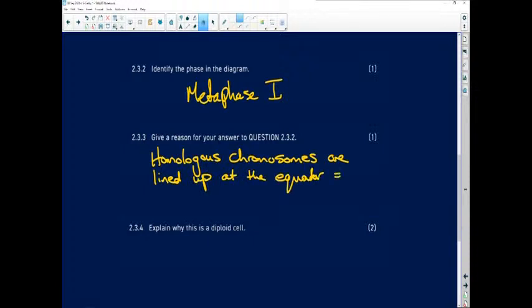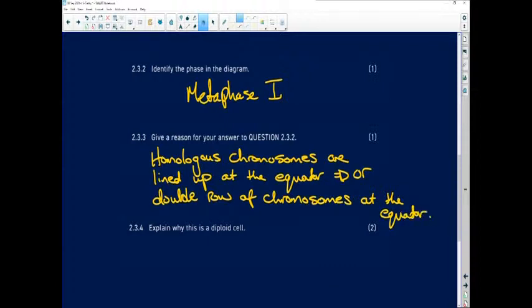Or you could say there is a double row of chromosomes at the equator.